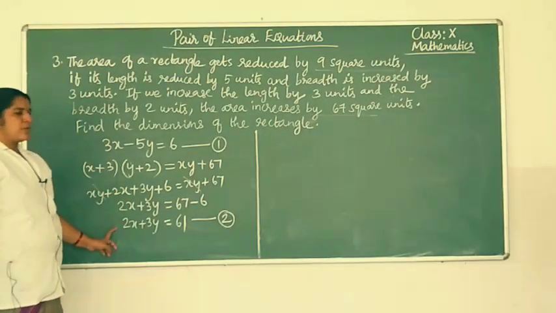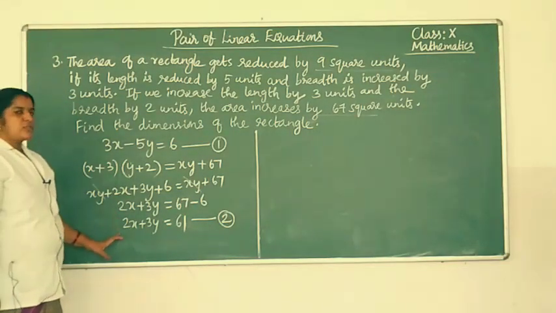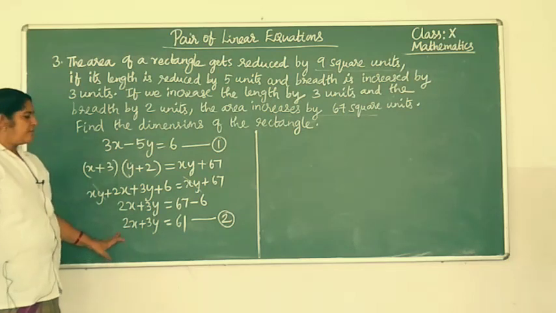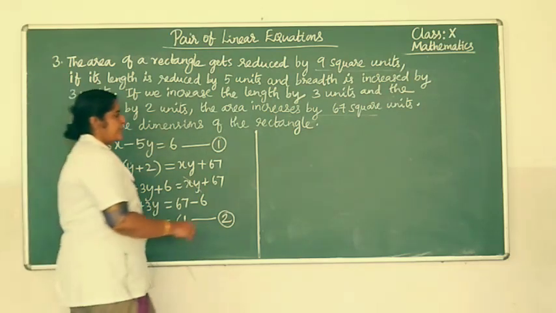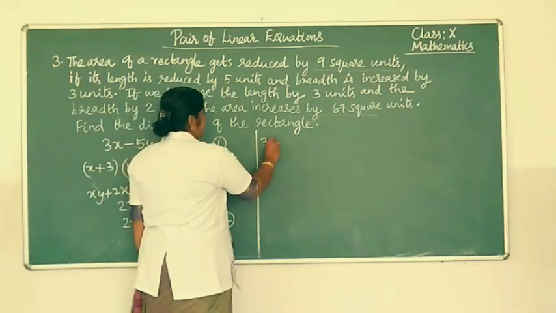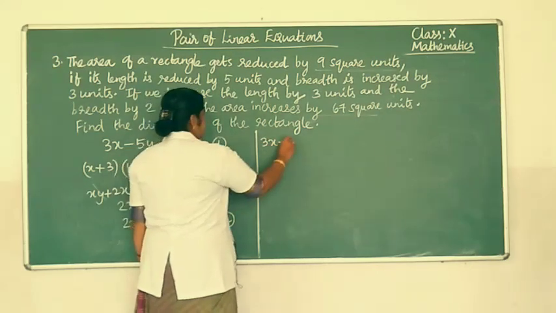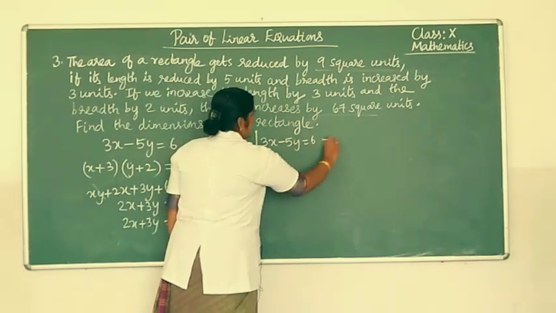Now we got the two equations. We can solve the two equations to find the values of x and y. So first we can write the equations together. 3x minus 5y equal to 6, equation number 1.